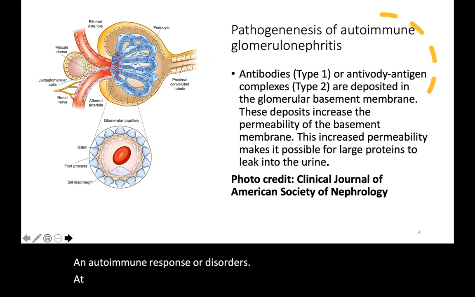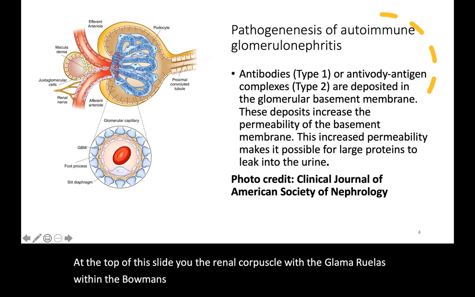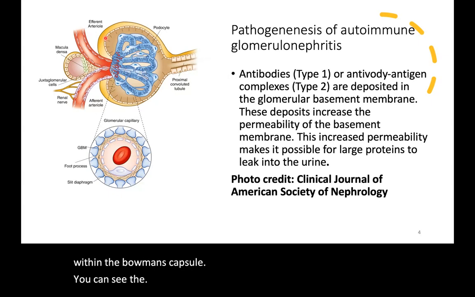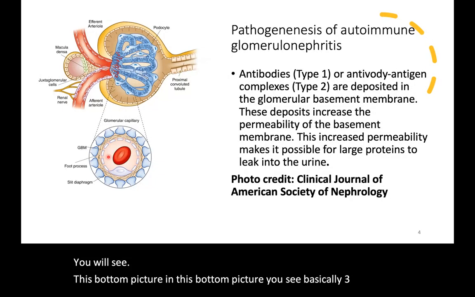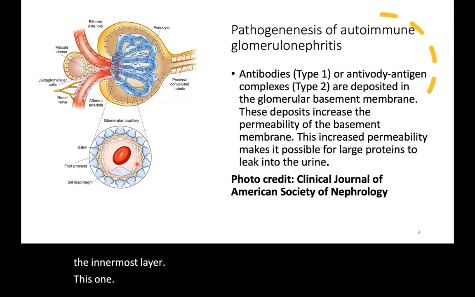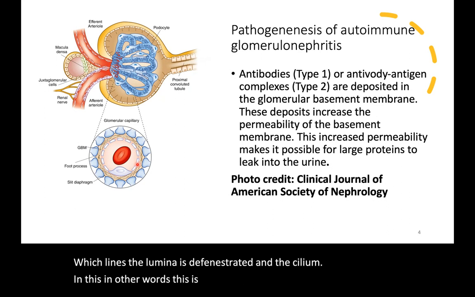At the top of this slide, you see the renal corpuscle with the glomerulus within the Bowman's capsule. If we cut through this section, you will see this bottom picture. In this bottom picture, you see basically 3 layers. The innermost layer, which lines the lumina, is the fenestrated endothelium. In other words, this is lined by endothelial cells with fenestrations or holes.